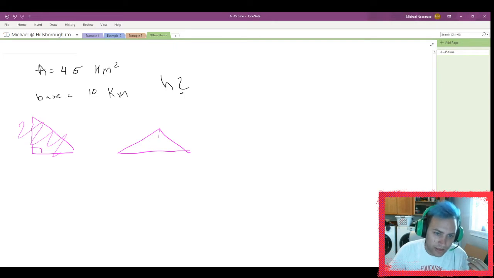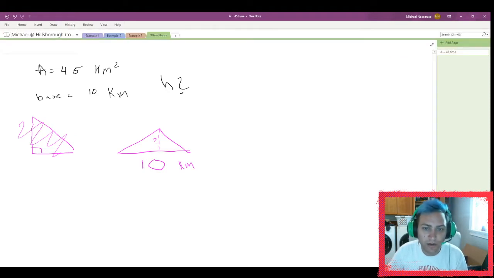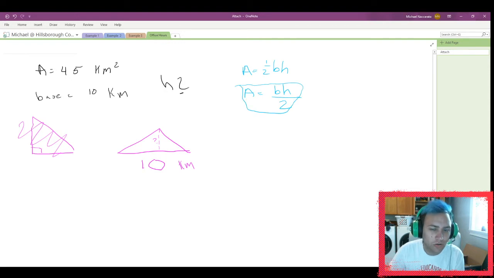So I know that the height is this part that comes down right here that we're looking for. I know the base is 10 kilometers. So then all you have to do is think critically about what the formula is for the area of a triangle. Well, I know that the area of a triangle is 1/2 times the base times the height, which we could also write as area equals base times height divided by 2.